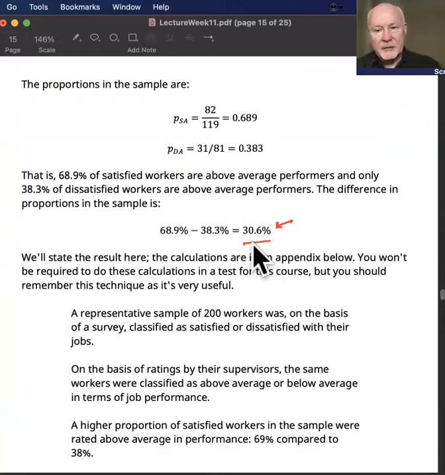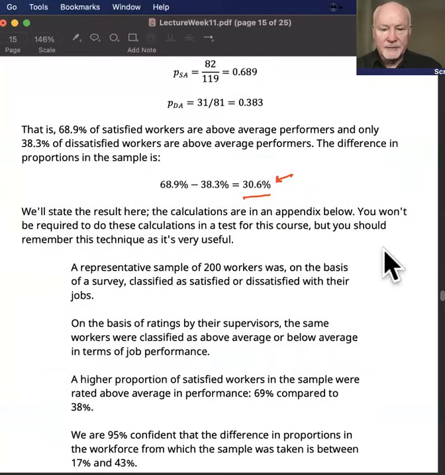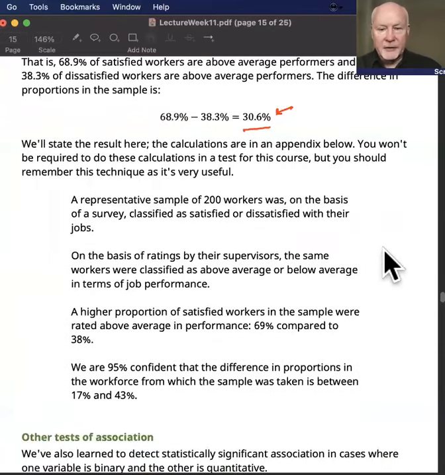And if that confidence interval doesn't include 0, then we can make a claim about a significant difference in the proportions in the larger population. So I'm just going to state the result here. I've got an appendix in the notes which shows the calculations. I'm not going to have you do the calculations in the next test.